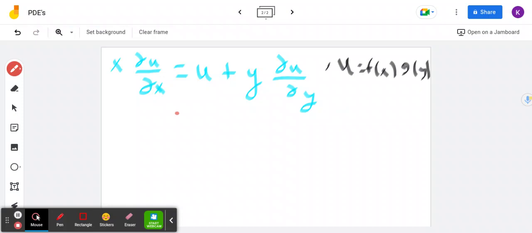So for a separable partial differential equation, what we consider is that our function u, which is a multivariable function, is a product of a function of x and a function of y. So f of x times g of y.